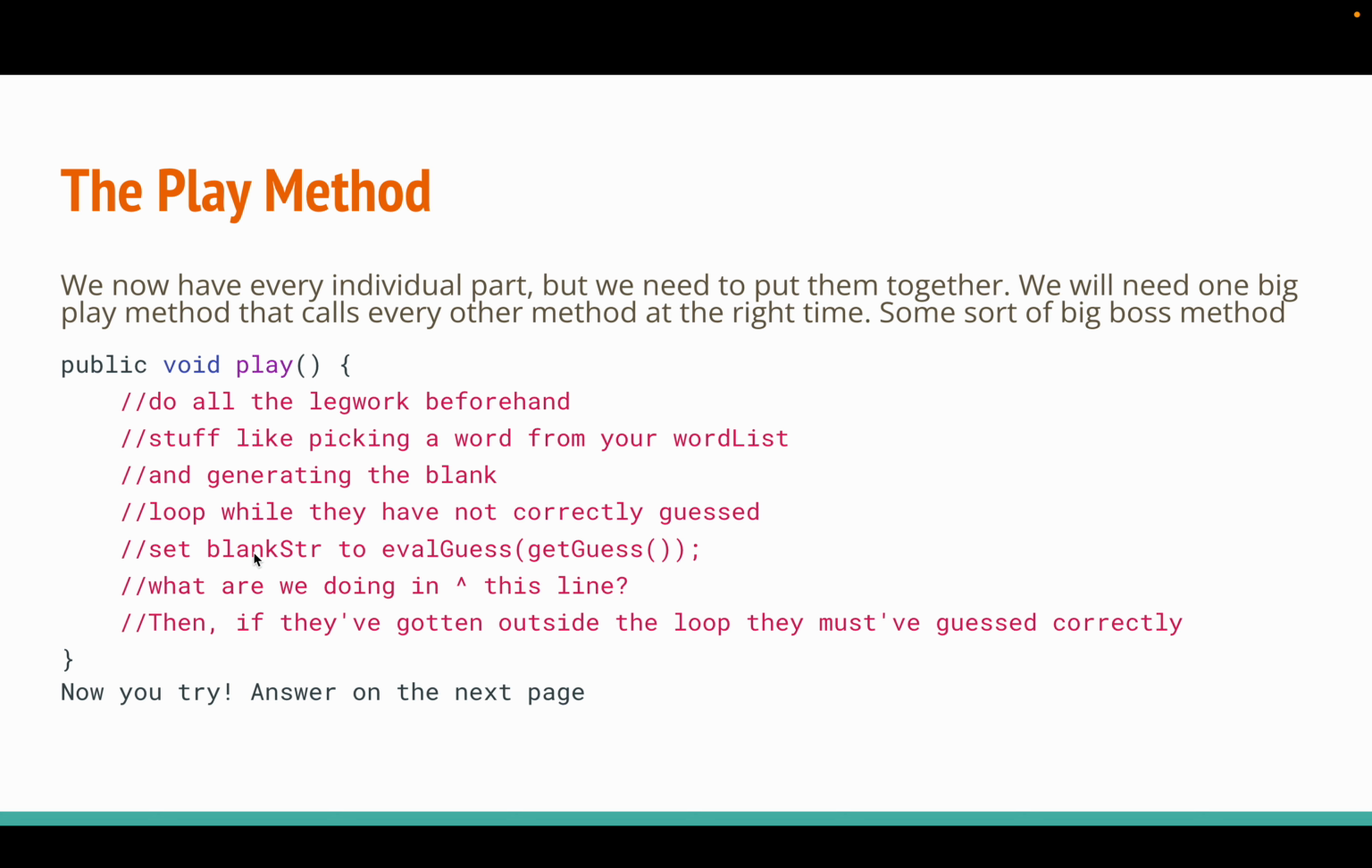You're going to set the blank string to evalGuess of getGuess. And what are we doing in this line? Well, what we're doing in this line, and hopefully you had time to pause and think about that for a second, is we're going to evaluate the guess given the guess in here. And the guess in here is whatever is returned by the getGuess method. And if you'll recall, the getGuess method uses Scanner to get user input. So it's going to evaluate the user's guess. Next, if they get outside the loop, they must have guessed correctly. Now you try. The answer is going to be on the next page, so try to pause now and think about if you can find the answer.